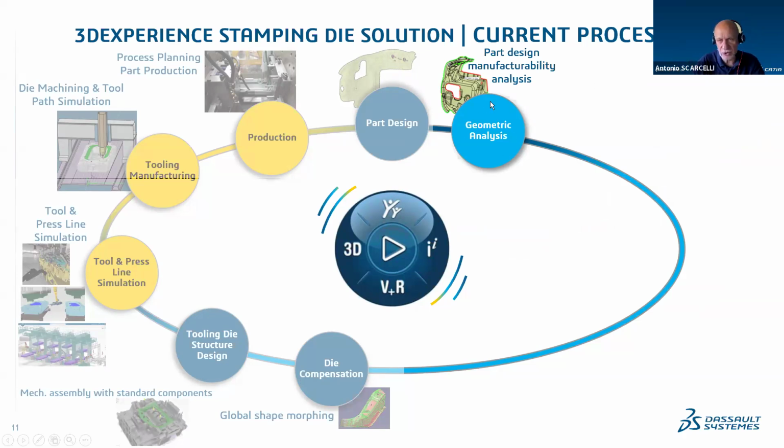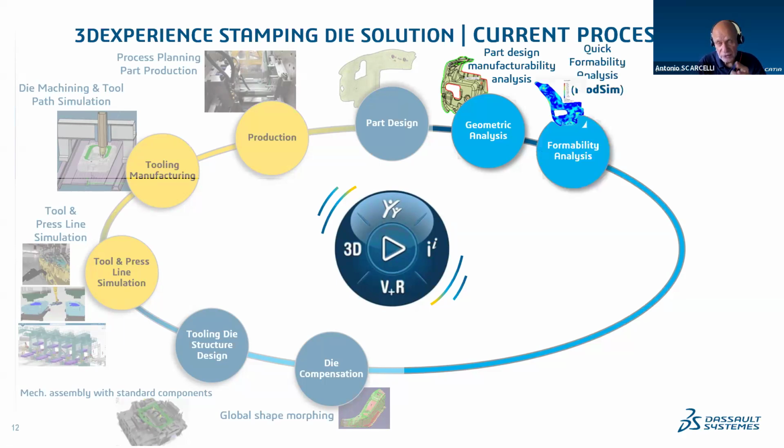So for that, we start with the geometric analysis. That means I will analyze my part, how I will manage, how I will define my stamping direction. That is something that is very important. After, I will have my formability analysis. So I will analyze my part to be able to understand if I can easily stamp this part or not, if I will have some problem of reduction of the thickness, of wrinkling, or something like that. So this is a completely MODSIM function, where here you have Abaqus that is embedded in this function.